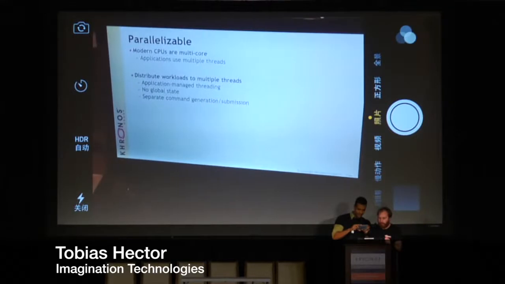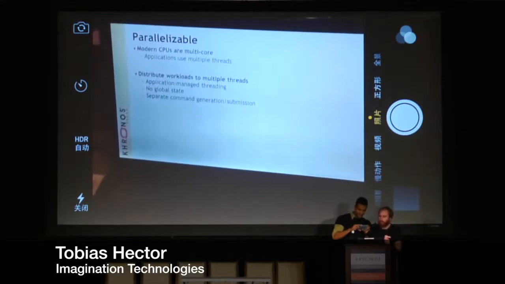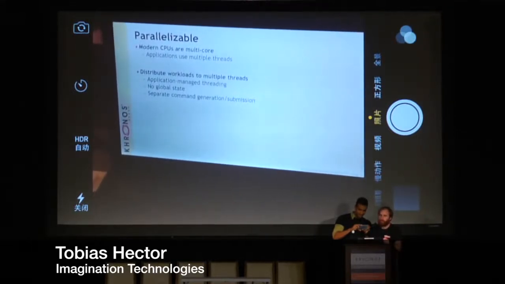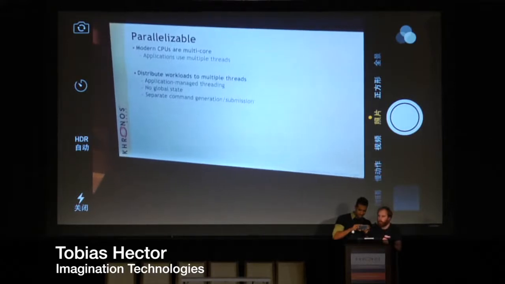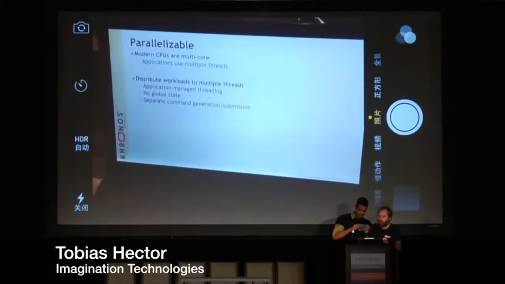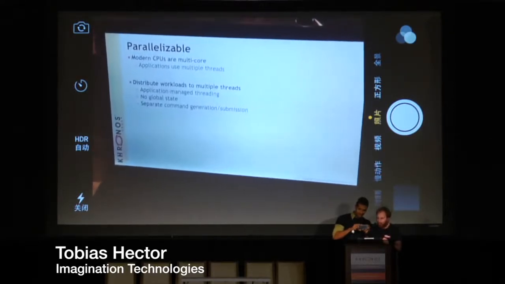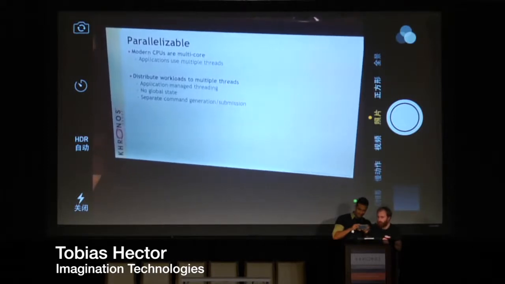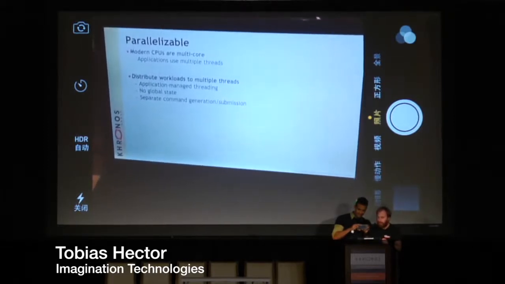So one of the main ones is the idea of application managed threading. At least in the critical path, there's no guarantees made by the driver that calling something from multiple threads and modifying an object at the same time is going to be safe. If you try and modify an object from two threads at the same time, you'll hit a race condition.